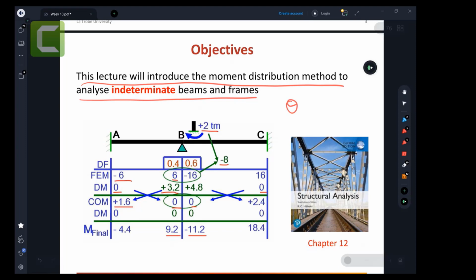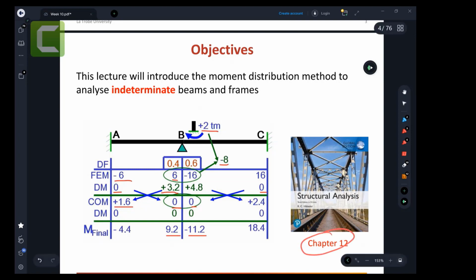If kinematic indeterminacy is equal to 2, we calculate the rotations in this one. Now, the moment distribution method bypasses this calculation of the rotations. You don't need to calculate the rotations in the moment distribution method. You can avoid that. It's a very powerful method, the slope deflection method. If you need more information, it can be found in chapter number 12.